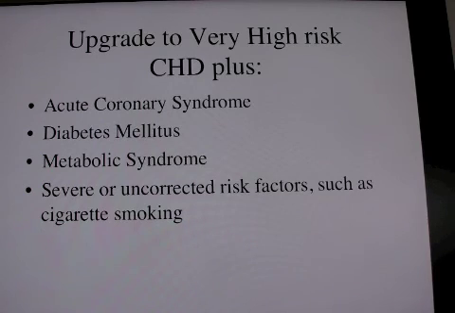Okay, now you add on whether they have acute coronary disease, diabetes, metabolic syndrome, severe uncorrected risk factors. You'll see that diabetes is mentioned again because maybe this is diabetes uncontrolled, I'm not sure. This is very complicated.